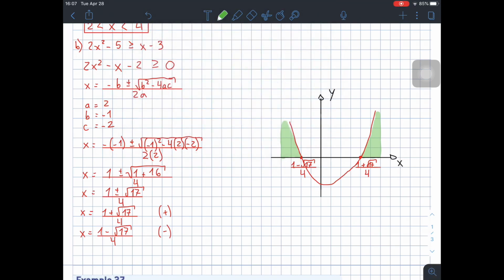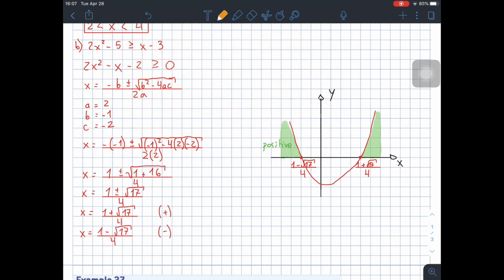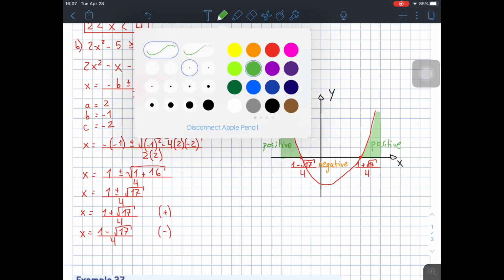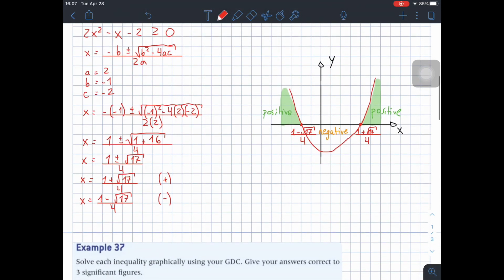So this is positive. The intermediate region here is negative. So we're not looking at that in this case. And the last set of values is also positive. So in this case, the solution would actually look something like this. Let me see. It would be x should be less or equal to 1 minus root 17 over 4.